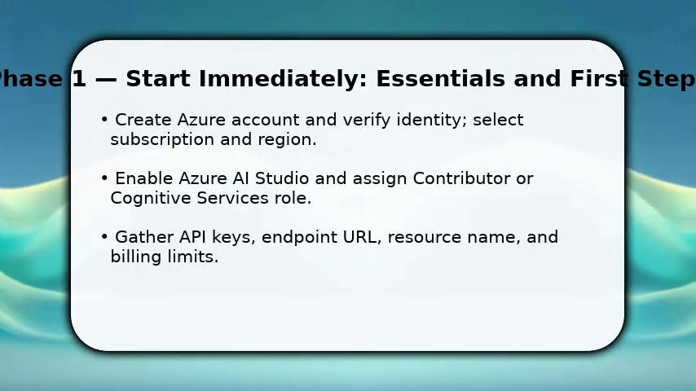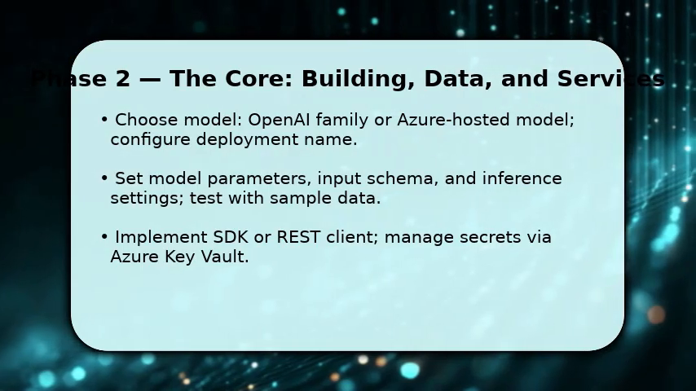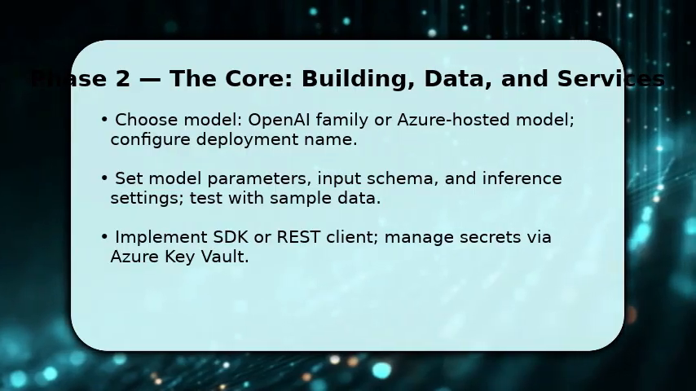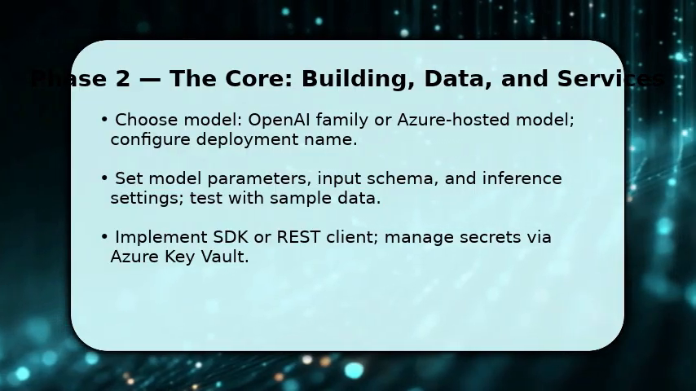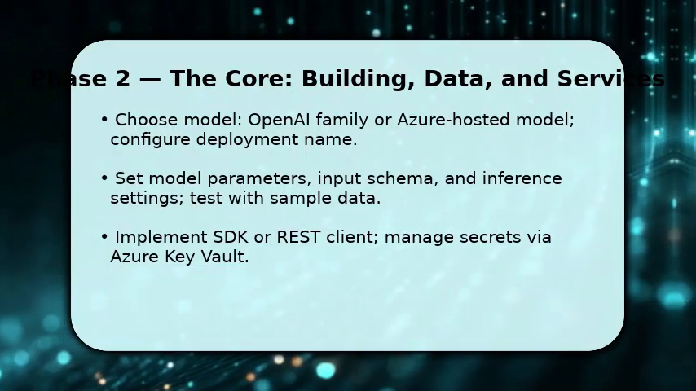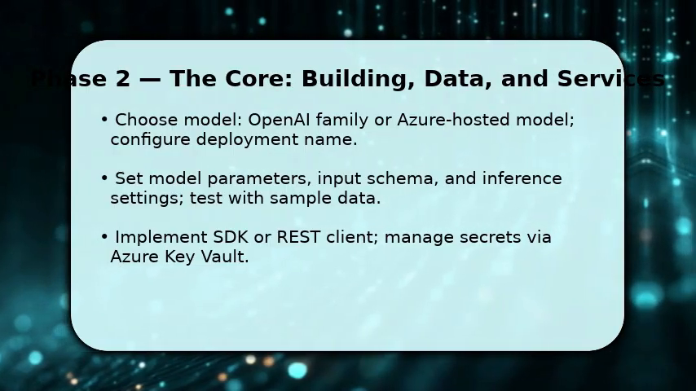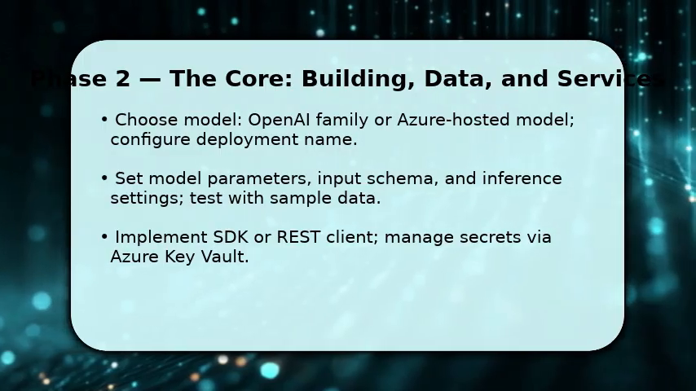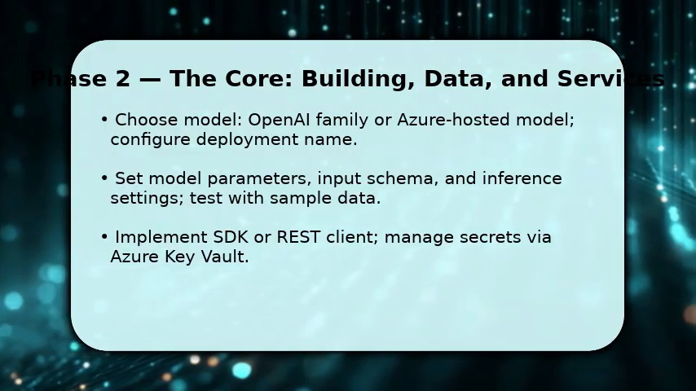Once your resource exists, deploy a model or select an Azure-hosted model and give the deployment a clear name. You configure parameters like max tokens, temperature, and input schema so responses match your needs, then run tests with realistic sample prompts to validate outputs.